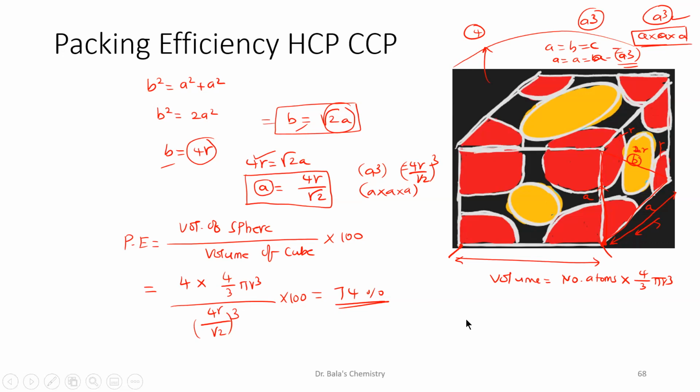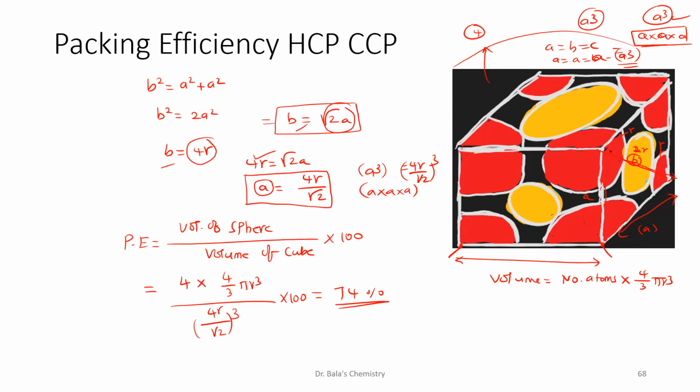Sir, how did you take B as 4R? That is what radius means, because here the atoms are the only ones touching. So here we have to calculate in terms of radius. There is a gap, so we are unable to find the A value exactly. That is why we have taken this triangle. Okay.